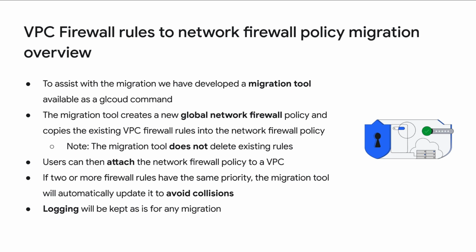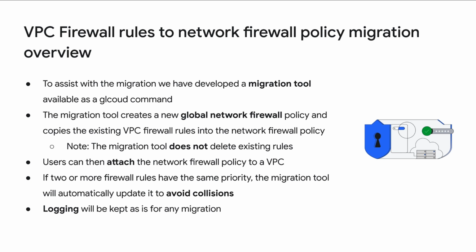Because of that, we have worked in-house and have developed a migration tool. Let's discuss now how to effectively migrate from VPC firewall rules to network firewall policies. At a high level, what the migration tool does is create a global network firewall policy and copy existing VPC firewall rules into the global network firewall policy. Please note that the migration tool does not delete existing VPC firewall rules. Users can then attach the network firewall policy to a VPC, and once it works as intended, the existing VPC firewall rules can be removed.